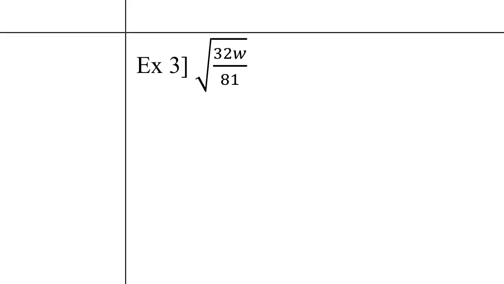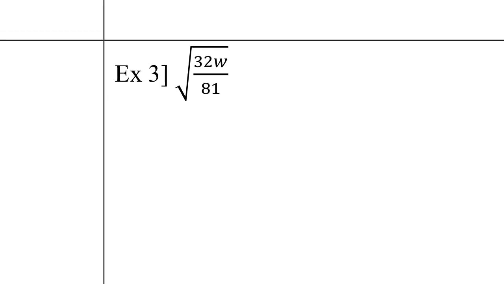You can also use this backwards. So I can't simplify 32w over 81. There's no way to do that. There's nothing to divide both of those by. So I can actually use my quotient property to split this apart as well. I can split this into the square root of 32w over the square root of 81. This helps me out because I know that the square root of 81 is actually a perfect square. The square root of 81 is equal to 9.